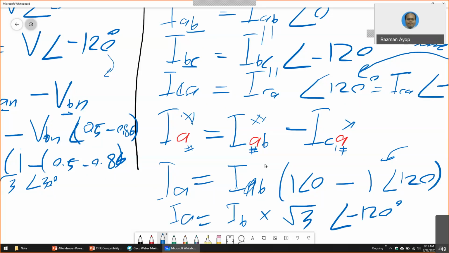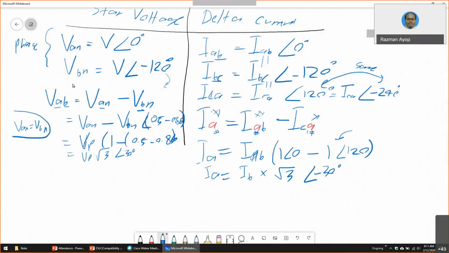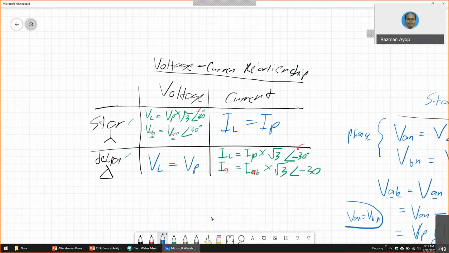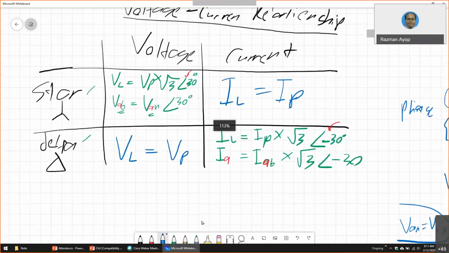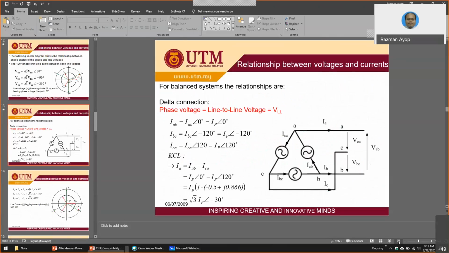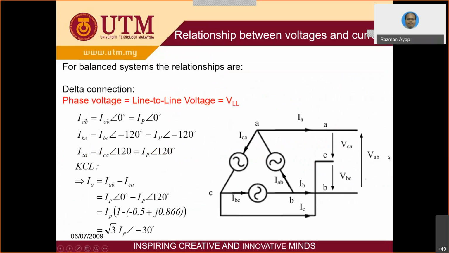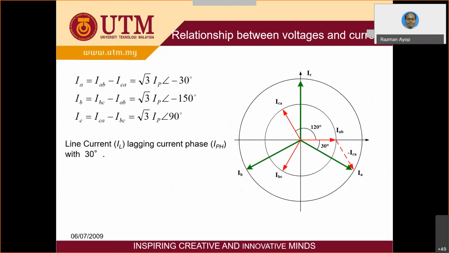Sorry, negative 30 degree. So this is how to derive it. Make sure you know how to derive both of these, and make sure you know the relationship. This is the derivation, basically what I just explained.